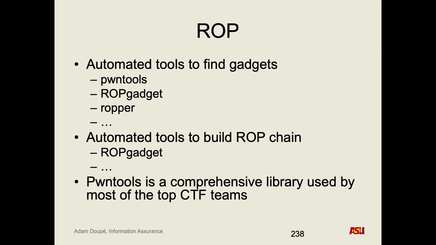The nice thing is you don't have to do this by hand. So there are automated tools to do this kind of exploitation. Pwntools, ROPgadget, Ropper are all tools that you can run on a binary and it will tell you sometimes all the different gadgets, and sometimes will automatically build that ROP chain for you. So that was how we actually built that: you can run it through this tool and it will try to build it for you. Also, if you want to get more into this, Pwntools is a very comprehensive library used by a lot of the top CTF teams.